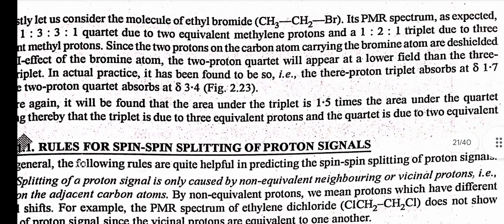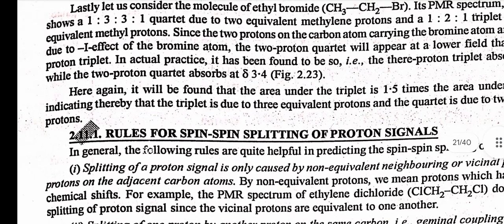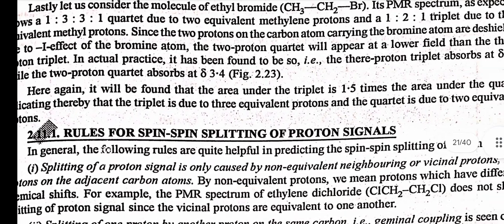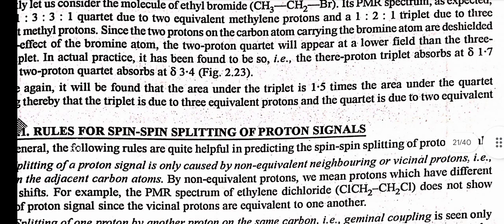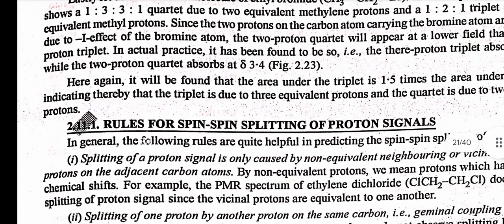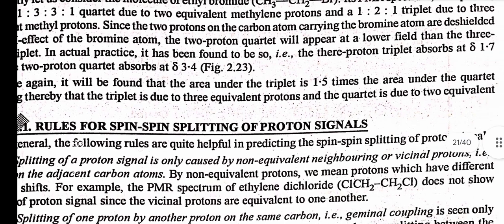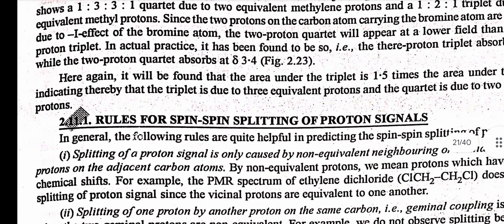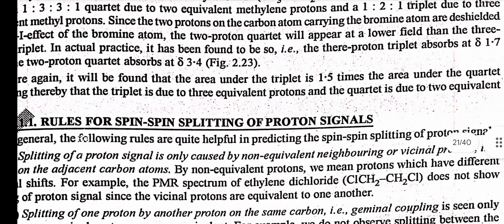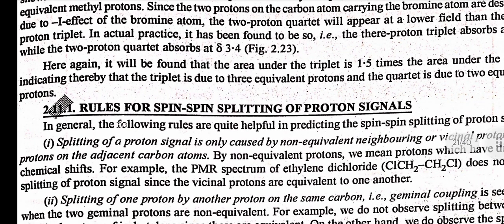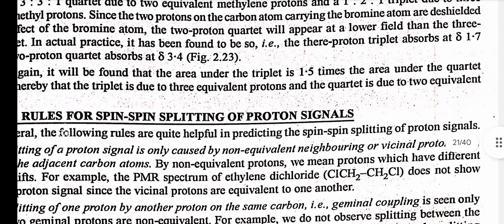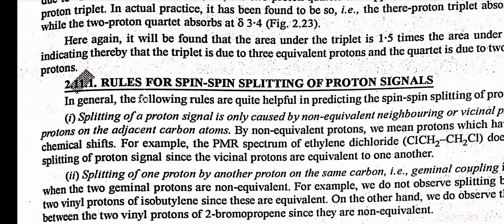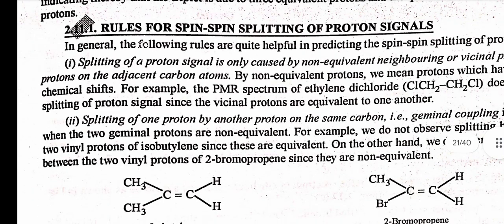Since the two protons on the carbon atom carrying the bromine atom are deshielded due to the -I effect of the bromine atom, the two proton quartet will appear at a lower field than the three proton triplet. In actual practice, it has been found to be so. The three proton triplet absorbs at delta 1.7 while the two proton quartet absorbs at delta 3.4. Here again it will be found that the area under the triplet is 1.5 times the area under the quartet, indicating thereby that the triplet is due to the three equivalent protons and the quartet is due to two equivalent protons.